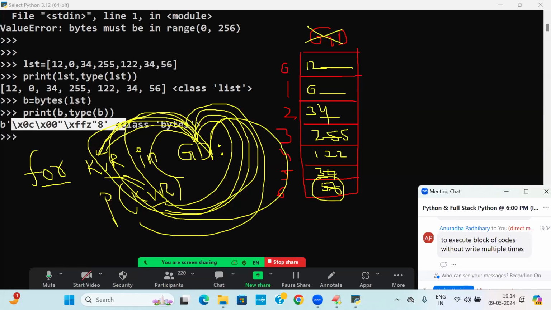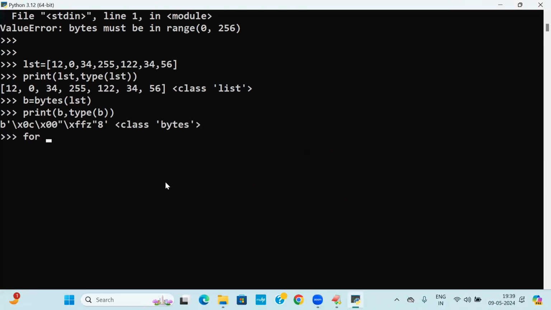Similarly, today it is not GD. It is called what? B. What is B? Object of bytes. Each value of bytes is kept into that variable, for some value VAL in B. And don't worry about that colon. Colon is called the indentation symbol, and press the enter key and the cursor is waiting. Don't type print there. It will give an error.